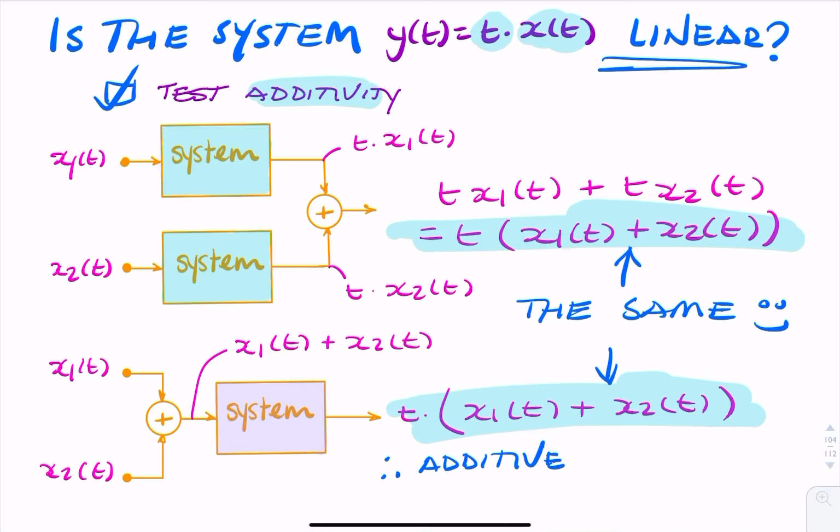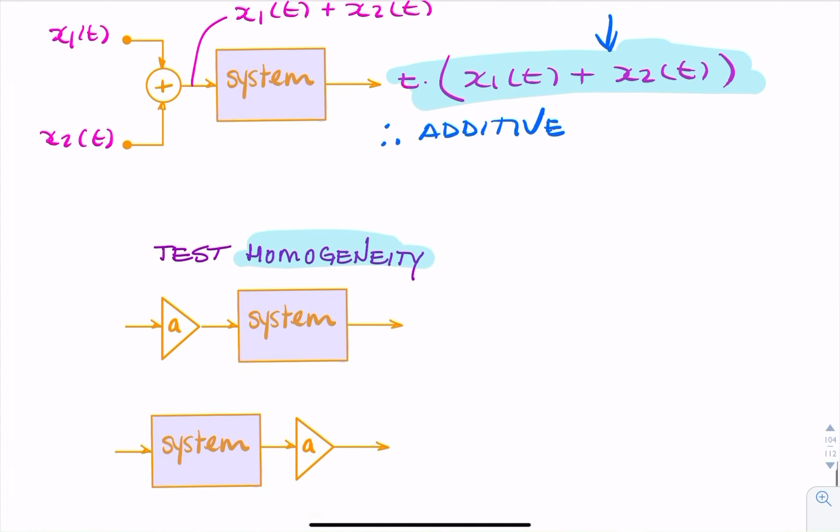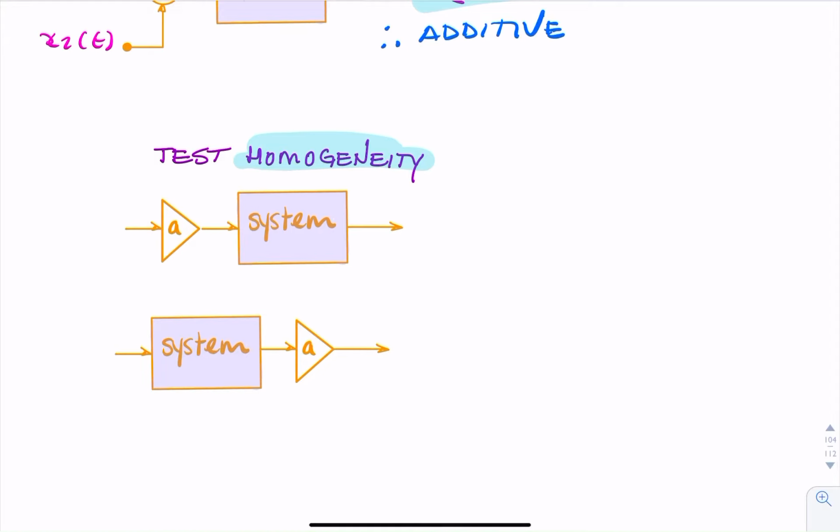But that's not enough to demonstrate linearity. We still need to test to see whether the system is homogeneous. So we do exactly the same thing, but this time it's really easy. We just have one input, x of t, and we apply it to the system once after multiplying it by some constant, a, and once we scale after it comes out of the system. So if x of t is multiplied by some constant, then we just have a times x of t. And if that goes into my system, what's the output?